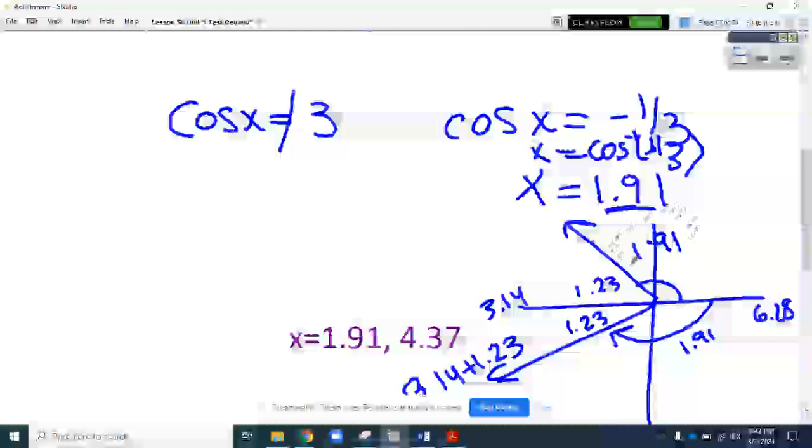If I know that this is 1.91, two ways to go. Either I know this is 1.91, so I can do 2 pi minus that. I get the 4.37. Or I find the reference angle. I can do pi minus 1.91. I can get the reference angle of 1.23. I know the reference angle is the same, so then I do pi plus the 1.23 to get 4.37. And those are my two answers.